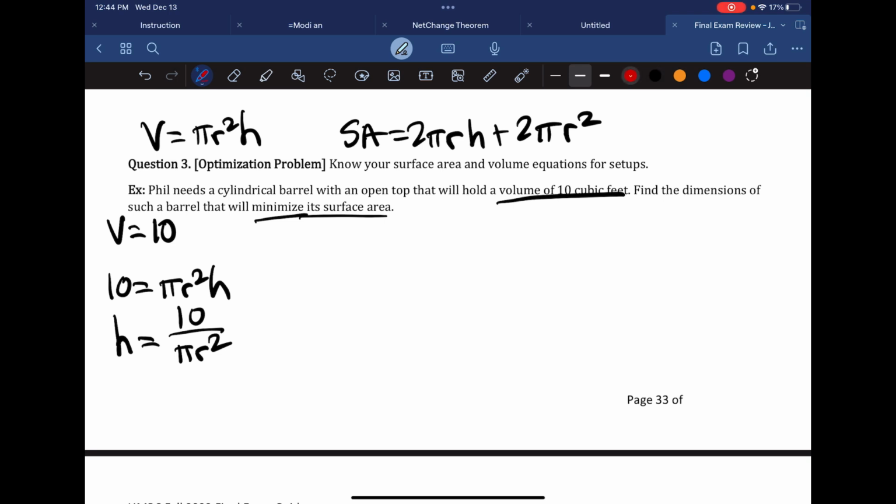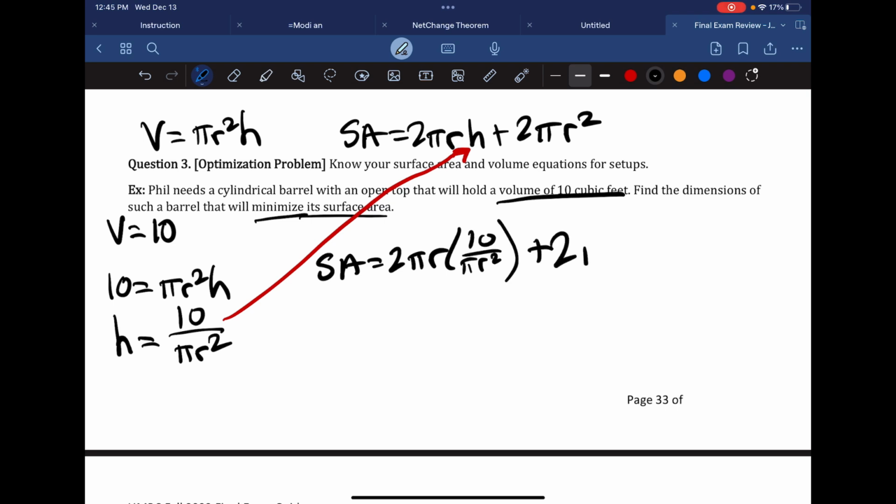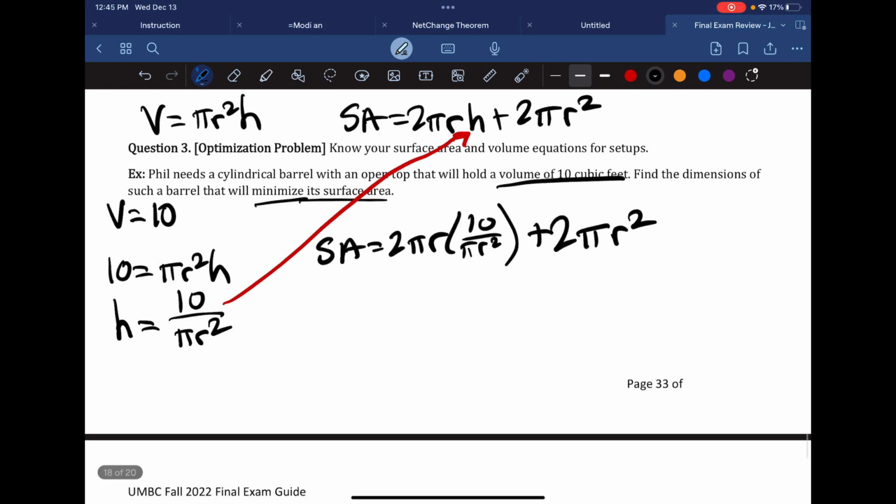Now we plug that into our surface area formula, and we get that the surface area equals 2 pi r times 10 over pi r squared plus 2 pi r squared. Another thing we could do is this r squared could cancel with this r, and this pi cancels with this pi. So we're really dealing with SA equals 20 over r plus 2 pi r squared.